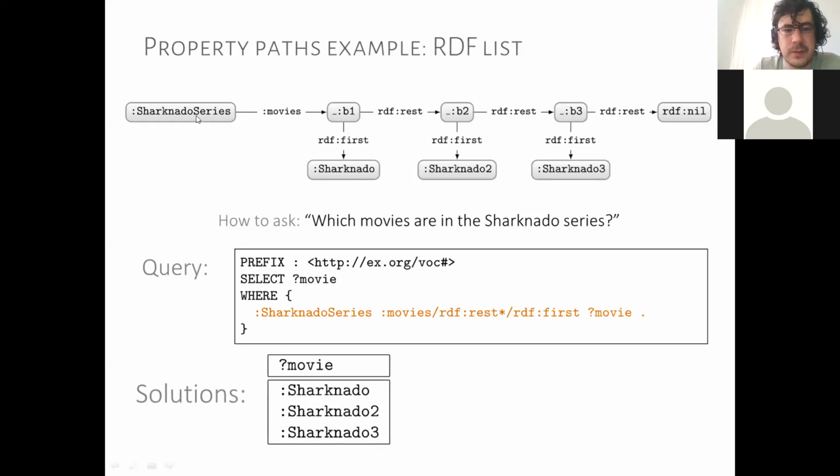Okay, so 1 movies, 0 or more rest, which will bring us to here, here, or here. And then from there, advance 1 first, which will bring us to here, here, or here.